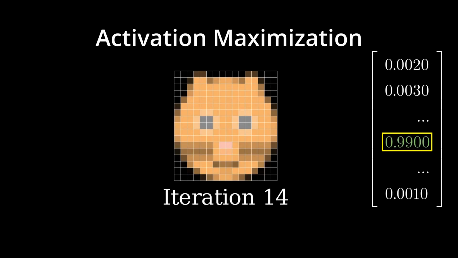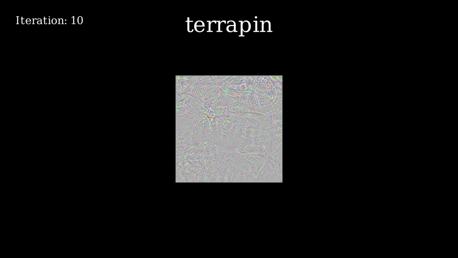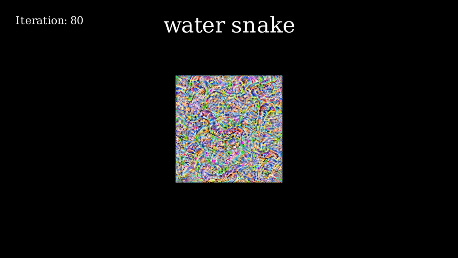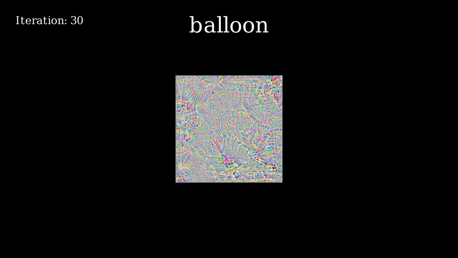Let's take a look at what kind of images we can extract for different classes. Here is the ostrich class. Now, here is the terrapin. And this one, it's a water snake. Here is the bullfrog. And finally, the balloon class. At first glance, these images seem hard to recognize, but we are definitely heading in the right direction.